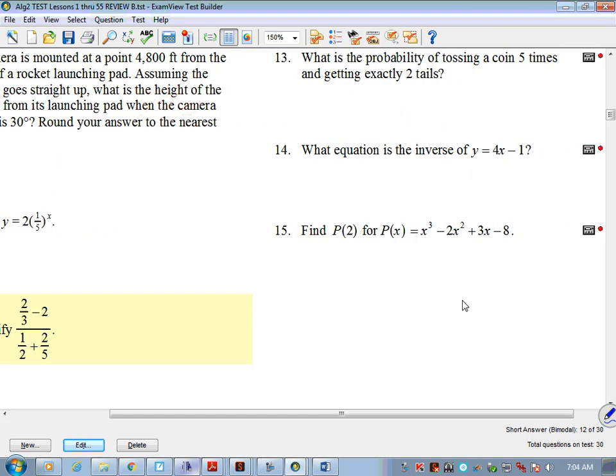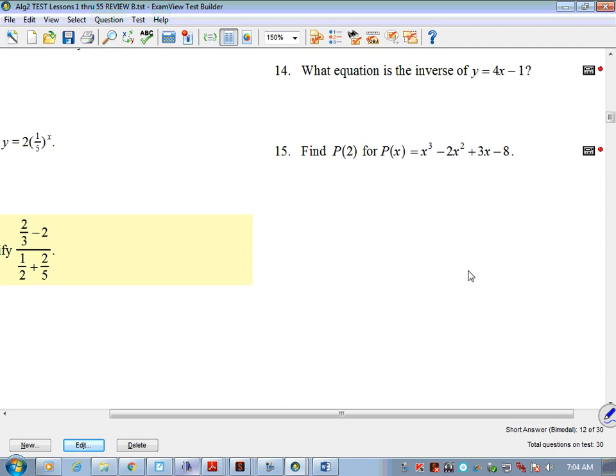All right. Number 14, inverse of a function. Question number 14 comes from lesson 50. Finding inverses of relations and functions. We have 2 rules when finding an inverse. The first thing that we want to do is switch the x and the y. The second rule is we want to solve for y. So as I rewrite this over here, I'm going to get x equals 4y minus 1.